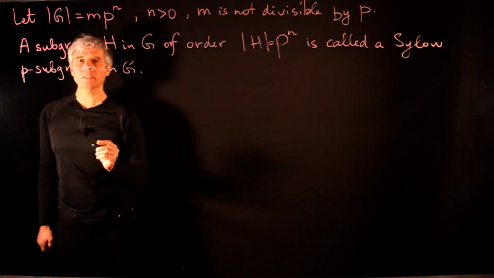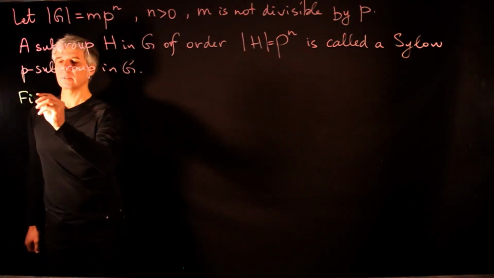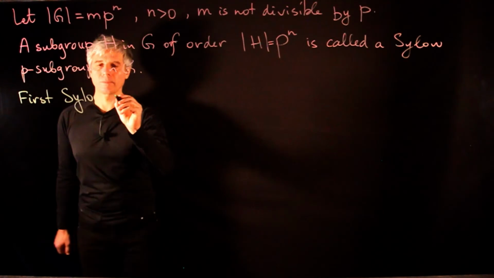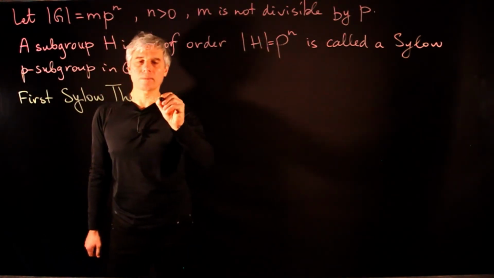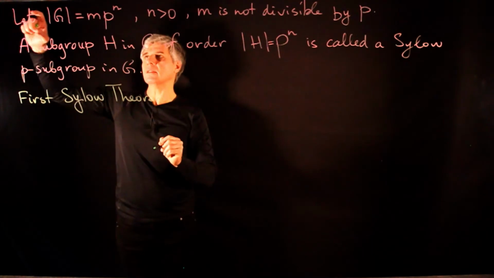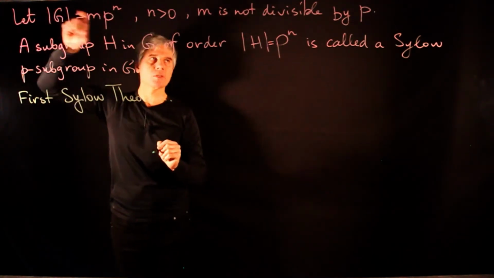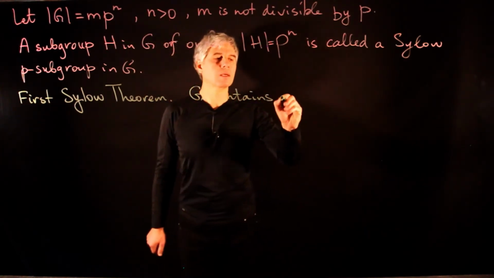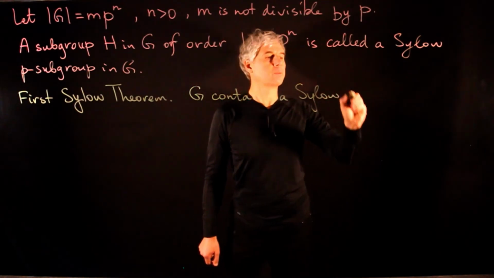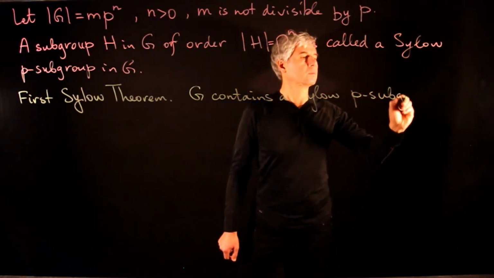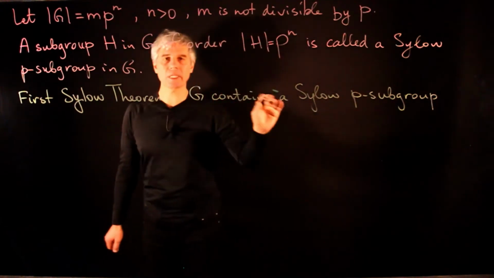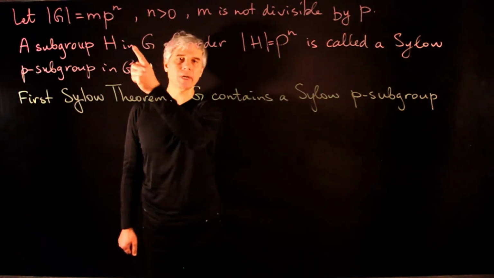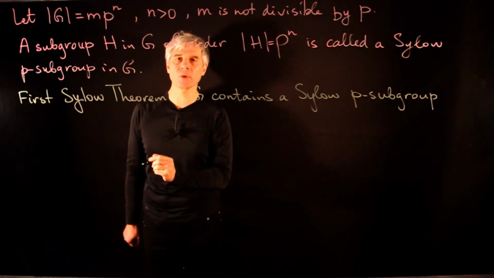Now let us formulate Sylow's theorems. We have first Sylow's theorem. We state this in assumption that G has this order. G contains a Sylow p-subgroup. So the first Sylow's theorem is the existence theorem. It claims that Sylow subgroups exist in any finite group for any prime divisor of the order of G.